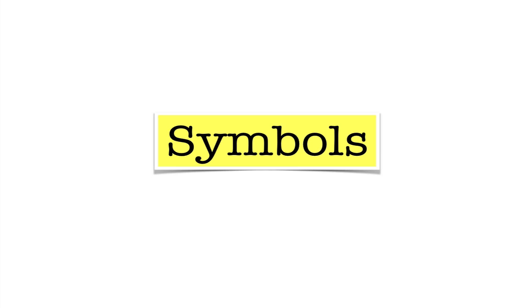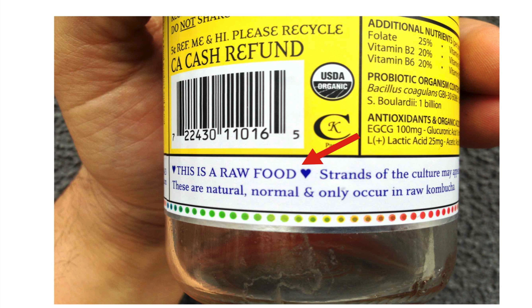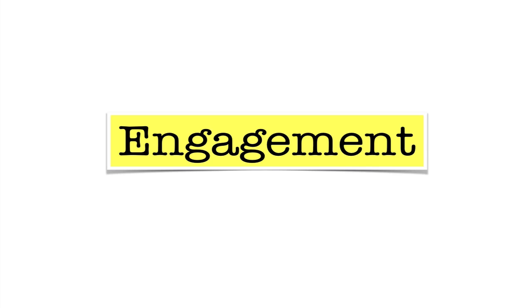Symbols. Now, symbols have been around before language. Symbols, they do influence us, they cause behavior change. And obviously, we don't have time to explain here, but if you look here, there's a very subtle little heart, a little symbol, like "love kombucha," a little heart, a symbol of love, universal.